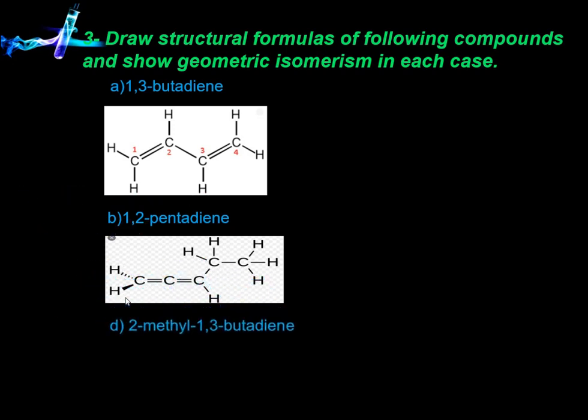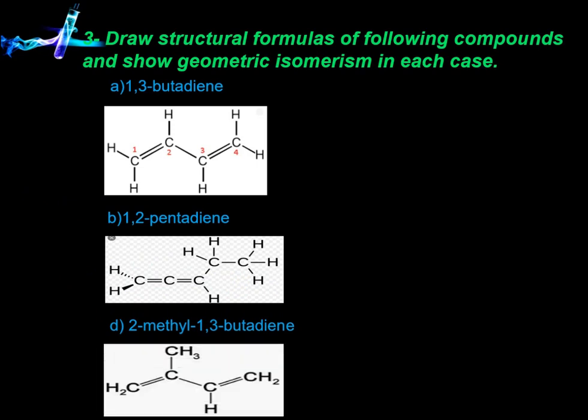Third part was 2-methyl 1,3-butadiene. The structure of 2-methyl 1,3-butadiene can be drawn in this way. We are going to number it from this side. That is, this is first carbon atom, then comes second, third, and fourth carbon atom. You can see this is carbon 1, 2, 3, and carbon number 4. So at position number 2, there is a methyl group and there are 2 double bonds. So this can be the possible structure for 2-methyl 1,3-butadiene.